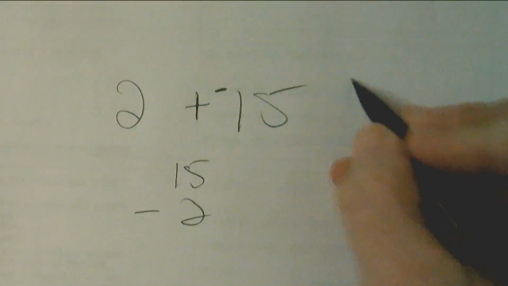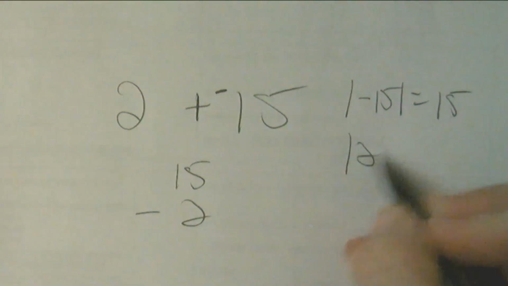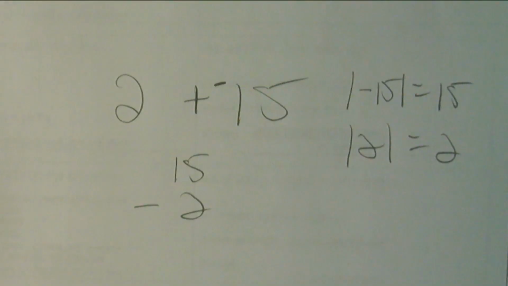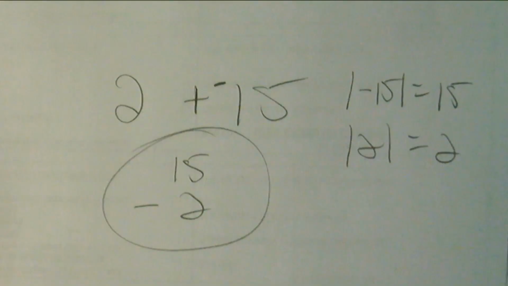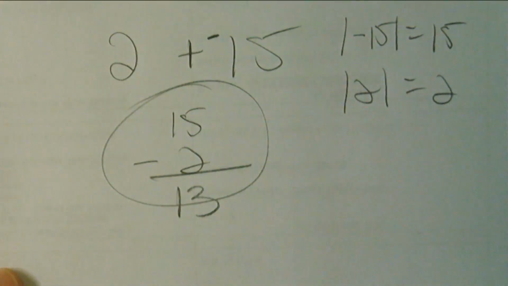I'm taking the absolute value of negative 15, which is 15. The absolute value of 2 is 2. I'm subtracting their absolute values. I end up with 13. Is my answer positive or negative, and why? This goes back to chapter 1.